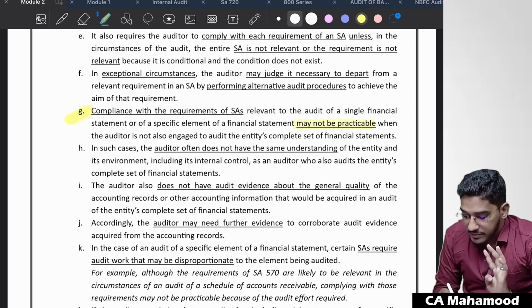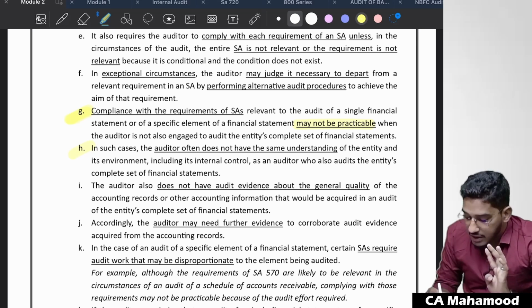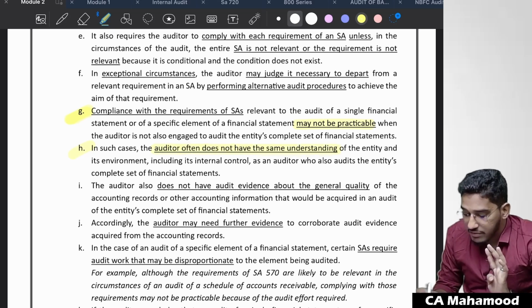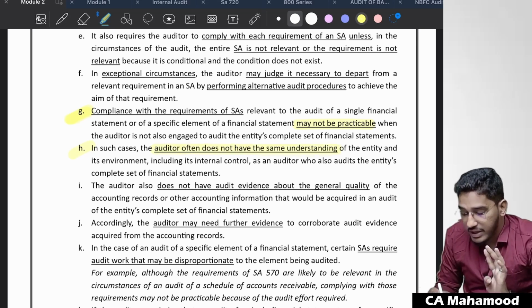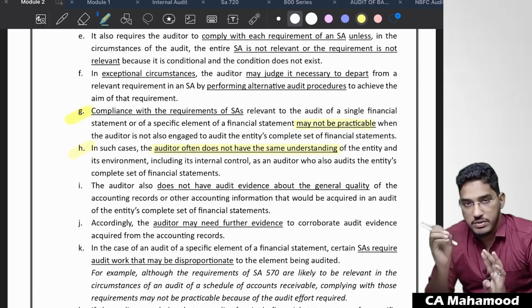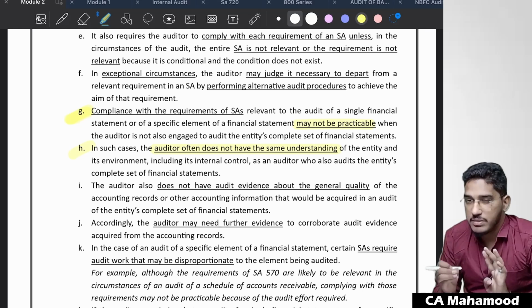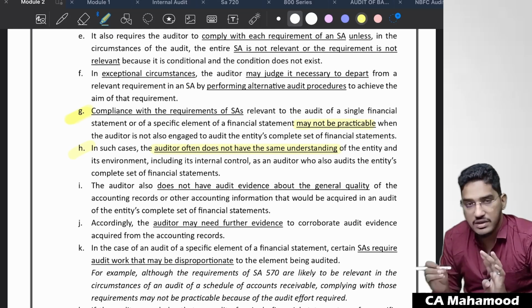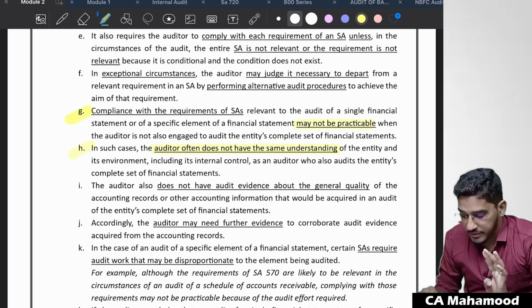Next, in such cases, the auditor often does not have the same understanding of the entity and its environment, including its internal control, as an auditor who also audits the entity's complete set of financial statements. In case you are not the person who is conducting the audit of complete financial statements, in some circumstances you will not get the same level of understanding regarding the entity, environment, and its internal control.